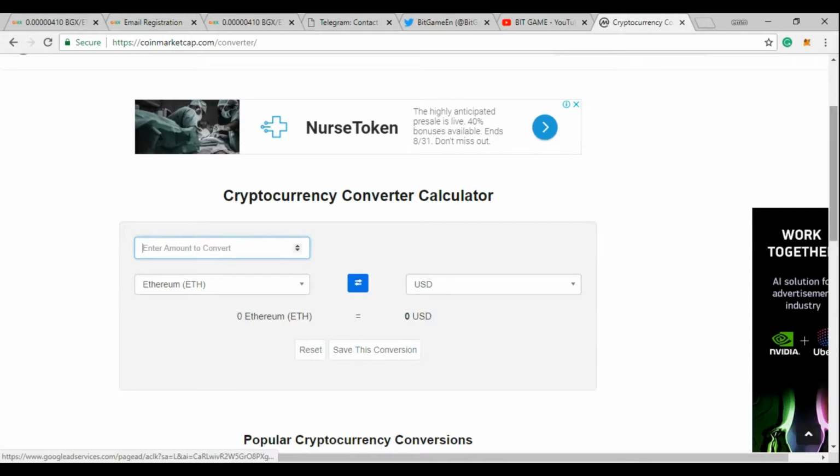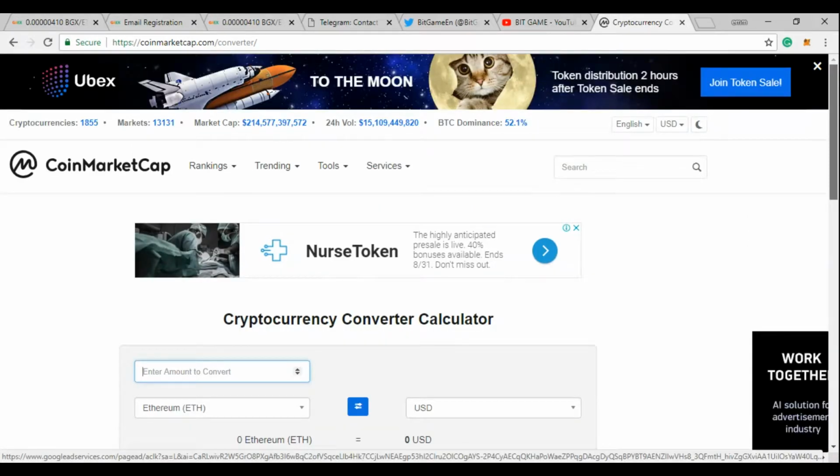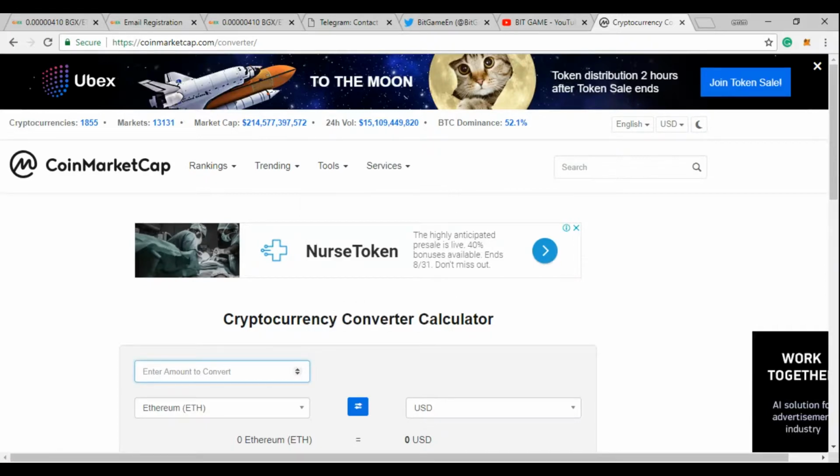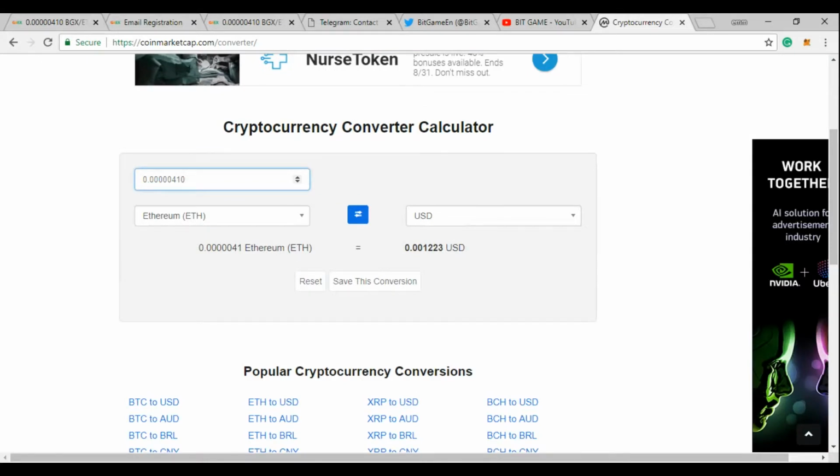If you want to calculate what it's all about, all you need to do is go to tools and click on currency converter calculator. So put it here. The price in Ethereum, you can see the price is 0.001 currently, and I can tell you that as time goes on, this price you see here is going to increase. My personal opinion. Now let's go back.